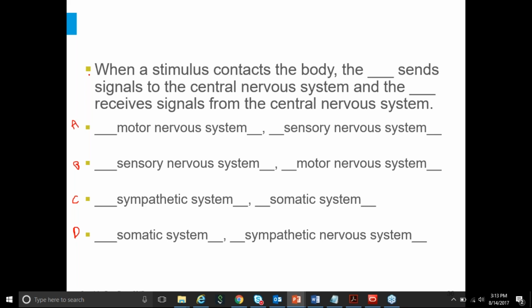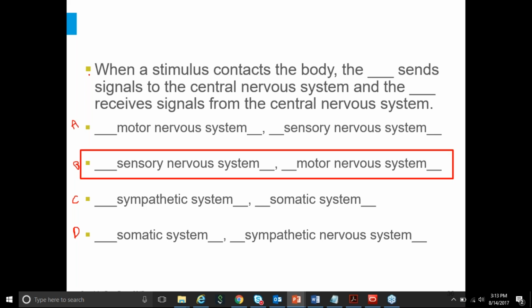Okay, so when a stimulus contacts the body, the sensory nervous system sends the signals to the central nervous system. So it's sensing that stimulus, whatever is touching your body, and it's sending the signal to the central nervous system. In the second half, the motor nervous system receives the signals from the central nervous system. So your brain says, okay, we're going to create a movement, and it sends the signals through the motor nervous system to the body part that needs to move.